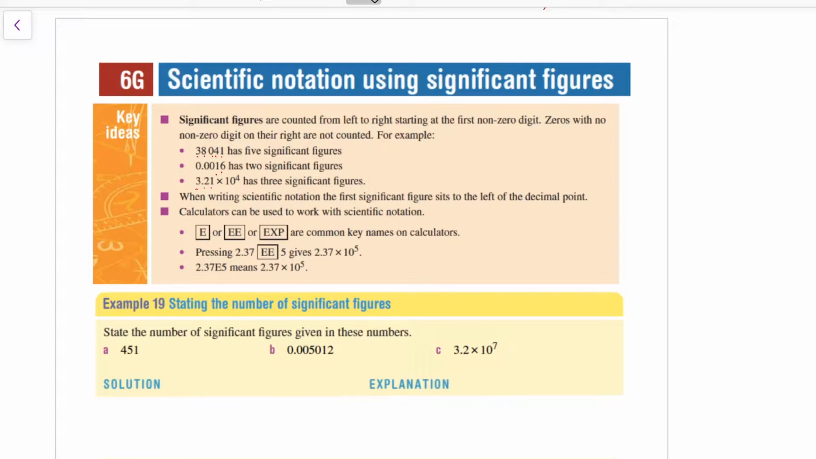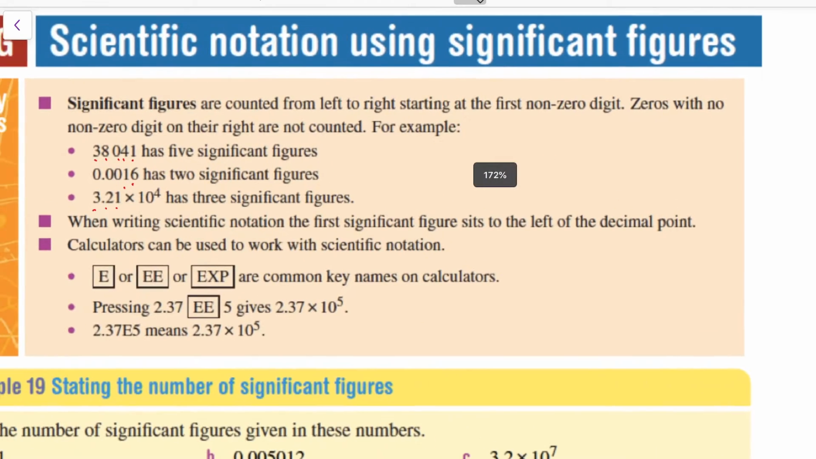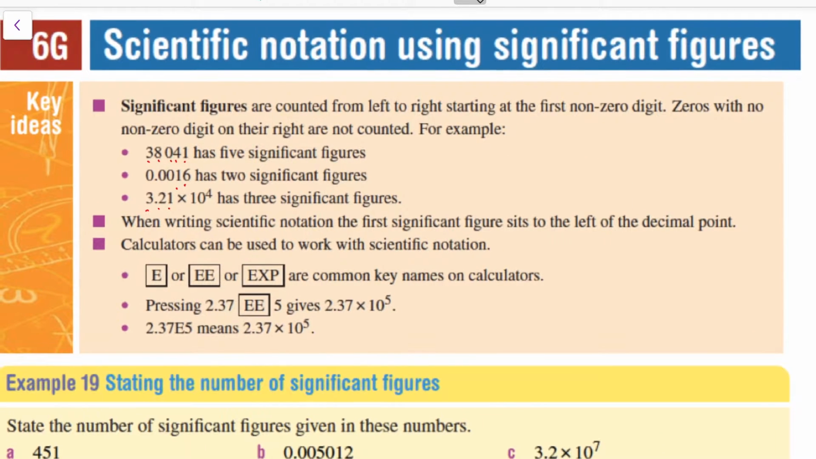Okay, so our learning intention for today is looking at scientific notation. That was our learning intention for the last lesson, but adding to that is now looking at significant figures. So when we're dealing with significant figures, there's a couple of things that we just need to bear in mind. We are counting the significant figures from left to right, and you first start at the non-zero digit. Okay, that's where you first start.